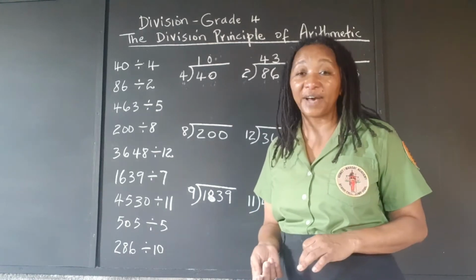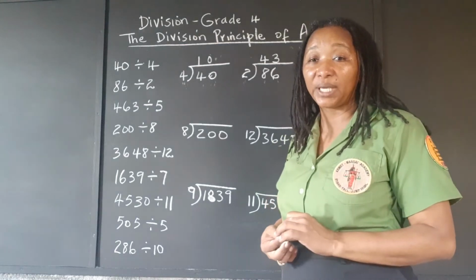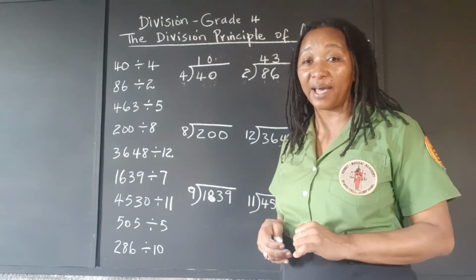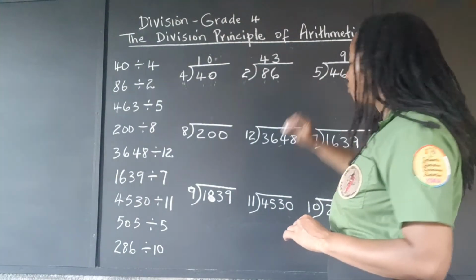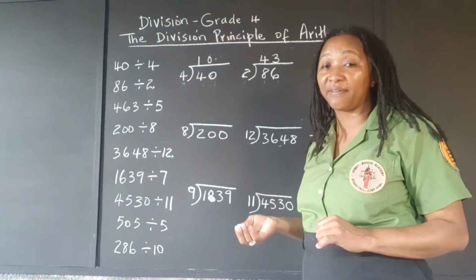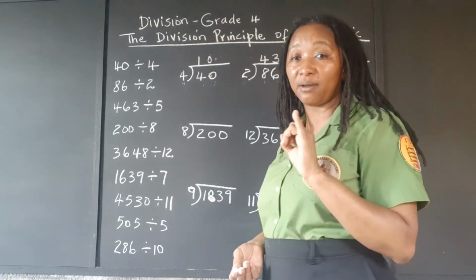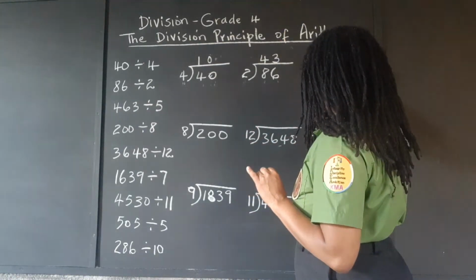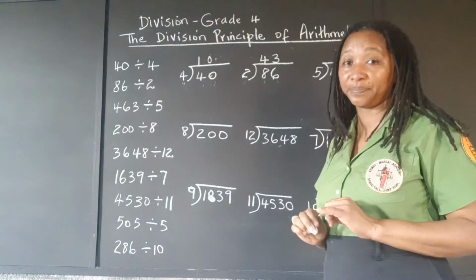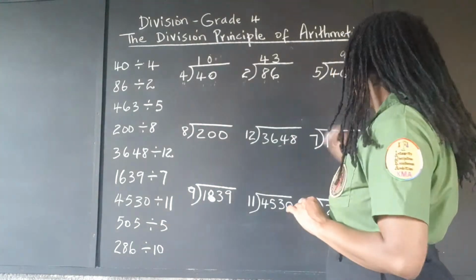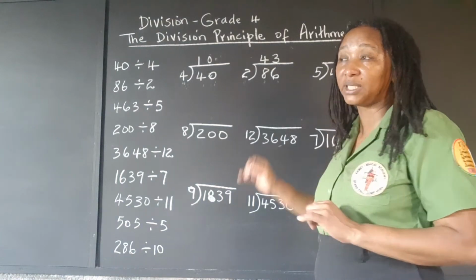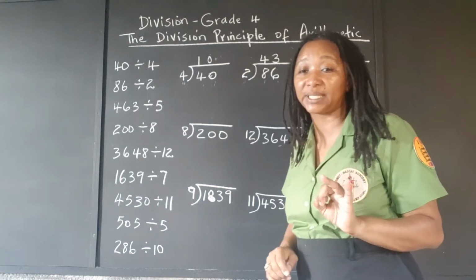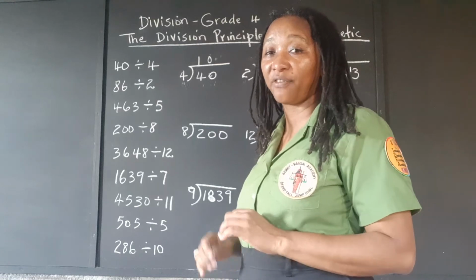Now if you know your 5 times table, you know that we can get 9 groups of 5 out of 46. 9 groups of 5 would give 45, so there's 1 remaining out of the 46, and we actually put the 1 there. So now we say how many times can 5 go into 13? It goes into 13 2 times, and we have a remainder of 3.